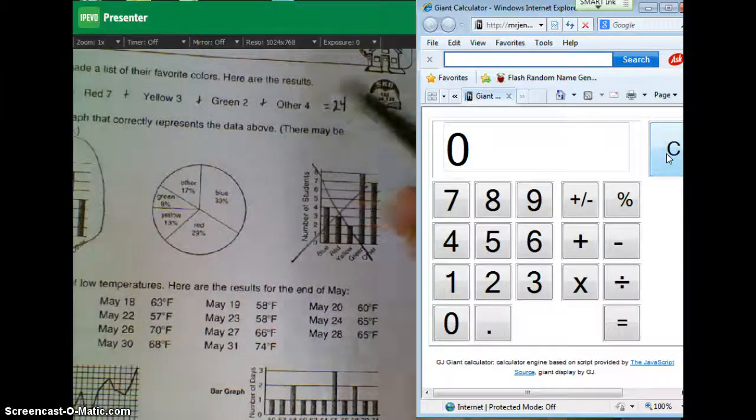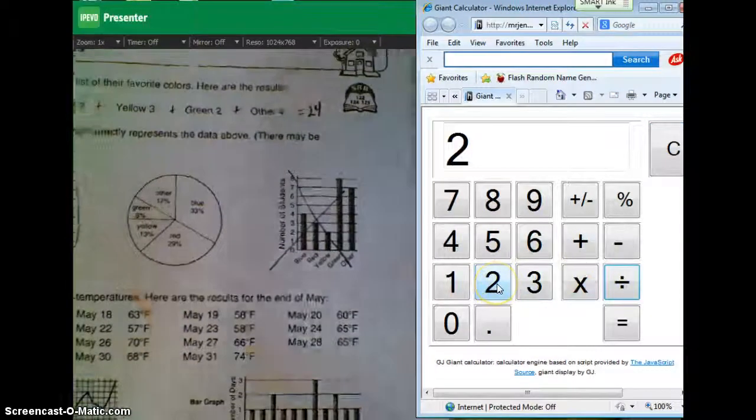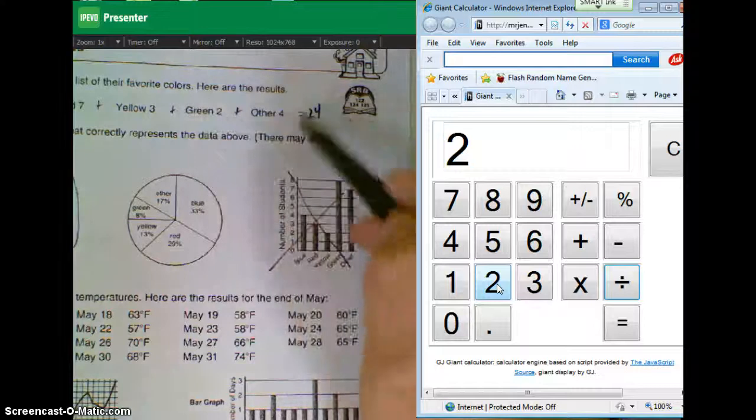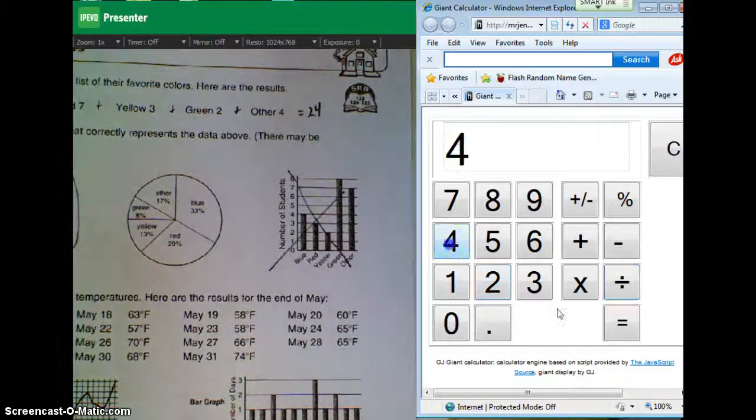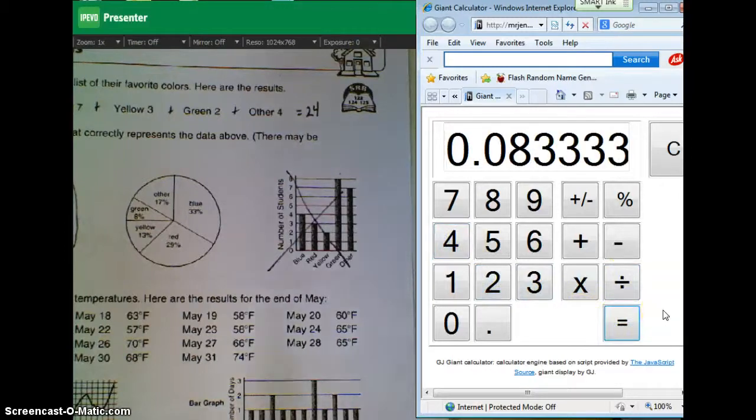And other, did we do green? I don't think we did green. 2 divided by, and again 24. That 24 is because we added all of these together and got that 24. Divided by 24 equals 0.5. I think I did that wrong. I think I was too busy talking. Let me try it again. Green was 2 divided by 24. And that's about 8%, pretty little.